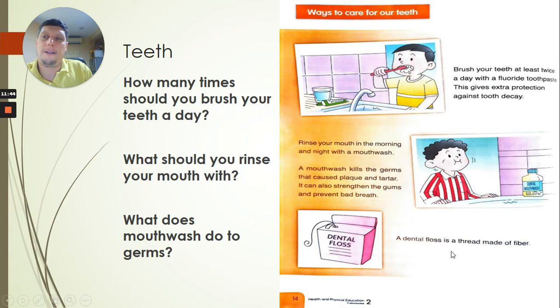A dental floss is a thread made of fiber. So for extra protection, you can use dental floss. Dental floss is a piece of string that you put in between your teeth after you're eating, and you clean in between all of your teeth.